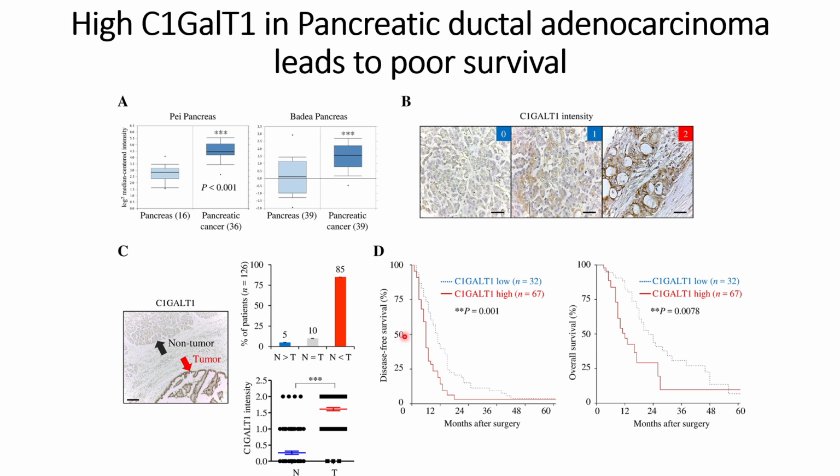So all this together comes to a conclusion that when the C1GalT1 expressions are higher in patients affected with pancreatic ductal adenocarcinoma, there is a possibility that they will have a low survival rate, as pointed out by the results presented in this figure.